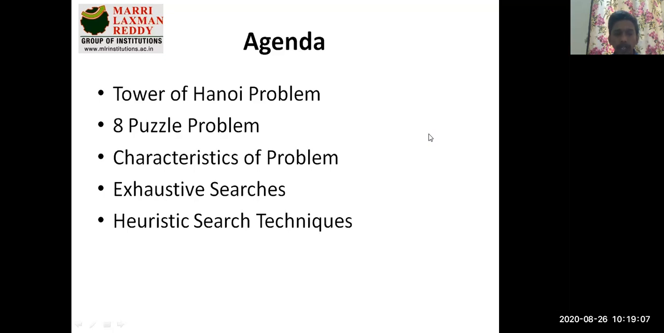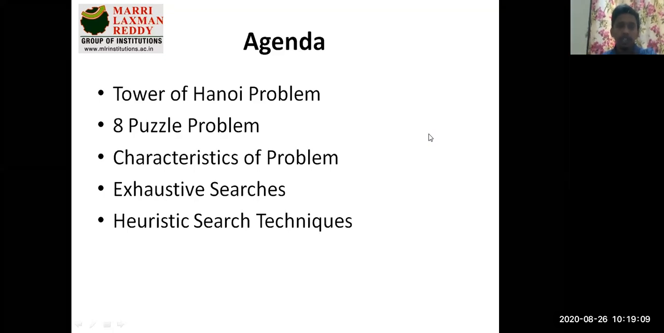Everybody of you might have seen this concept called Tower of Hanoi in your first year or in your data structures, and many of you have also written your own program for that. I hope many of you have done that. So let's look into this problem.